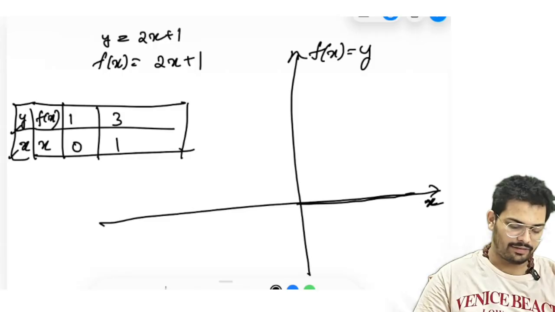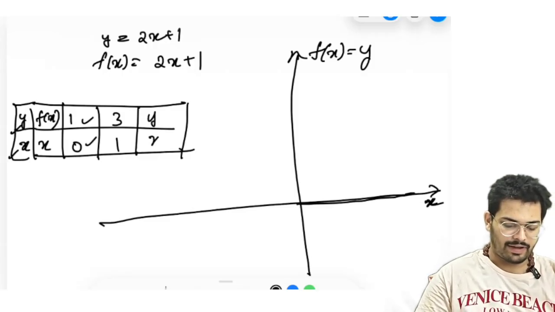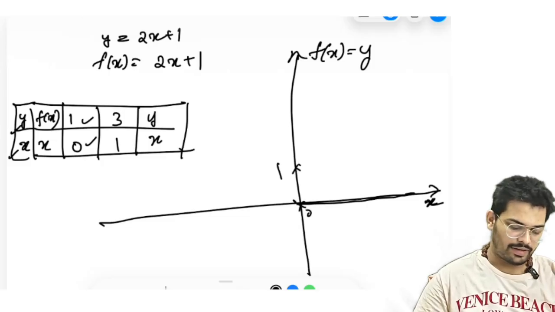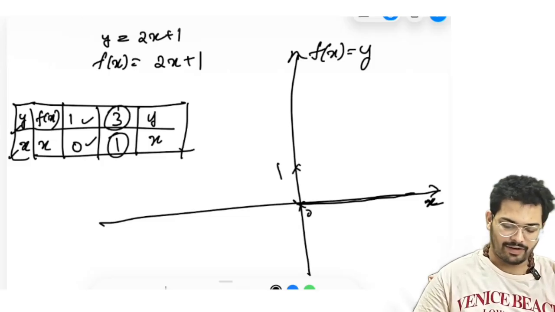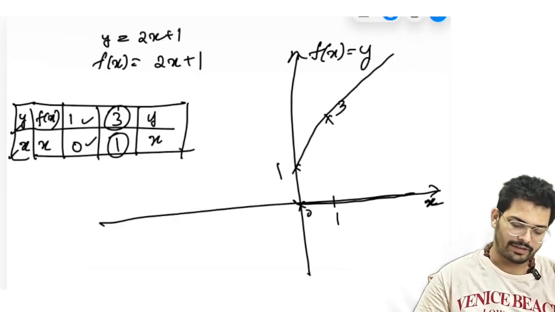Now when x equal to 0, f of x value is 1, that is, when x equal to 0, y value will be 1. So x equal to 0, y equal to 1. And similarly, when x equal to 1, y value will be 3. So with the 2 points, you can draw a straight line.